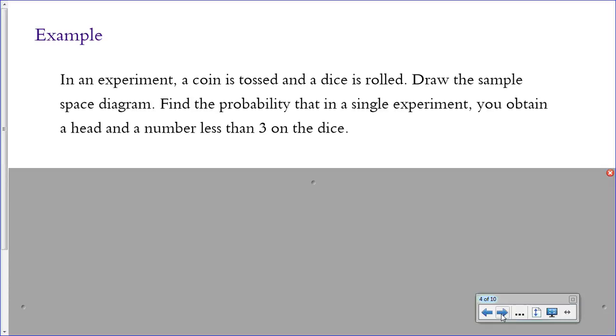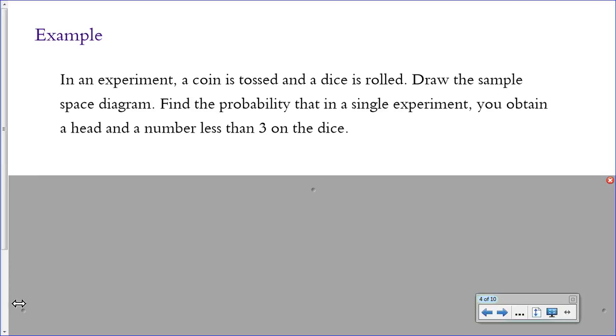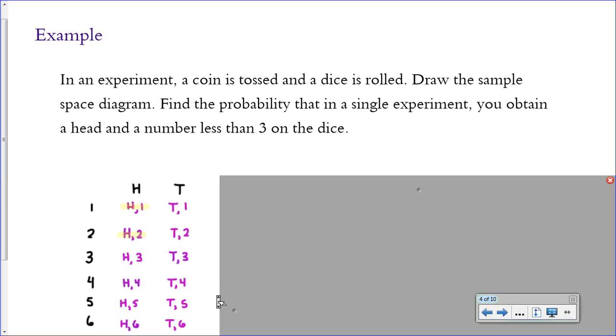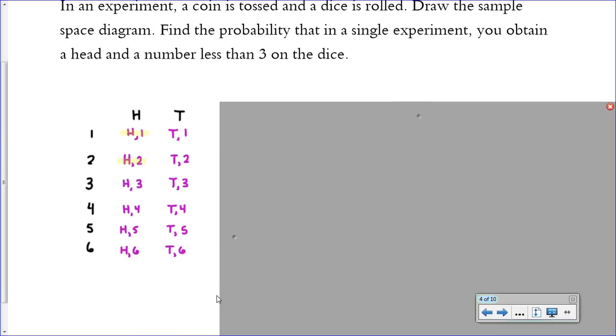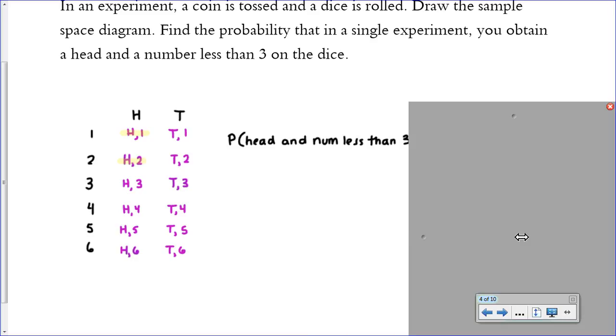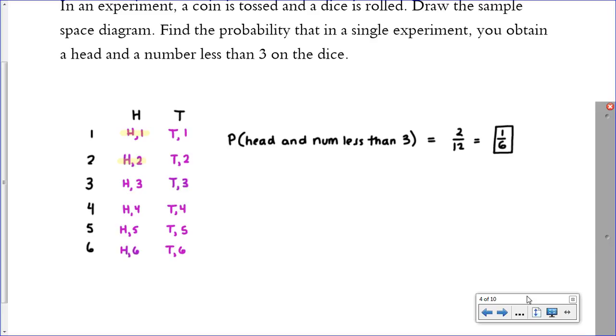So here's an experiment where a coin is tossed and a dice is rolled, and this also is a nice sample space diagram. Though truthfully, it's not that long of a list, so you could just do a list instead. And then we're asked to find the probability that in a single experiment, you get a head and a number less than 3 on the dice. So the sample space diagram looks like something like this, with each option shown, and then the probability that in a single experiment, you obtain a head and a number less than 3. I've highlighted those in yellow. That's the H1 and H2 options. So a 2 out of 12 or 1/6 probability.